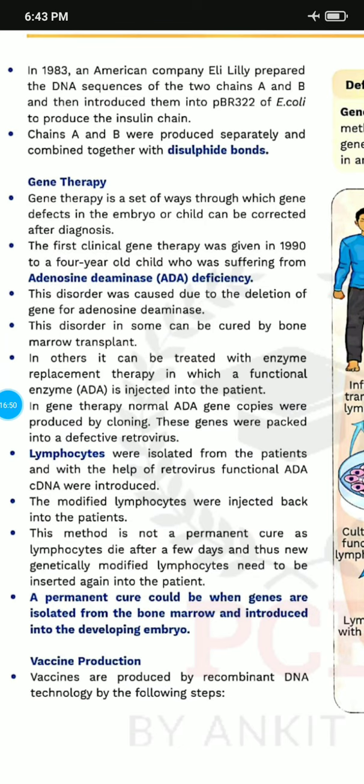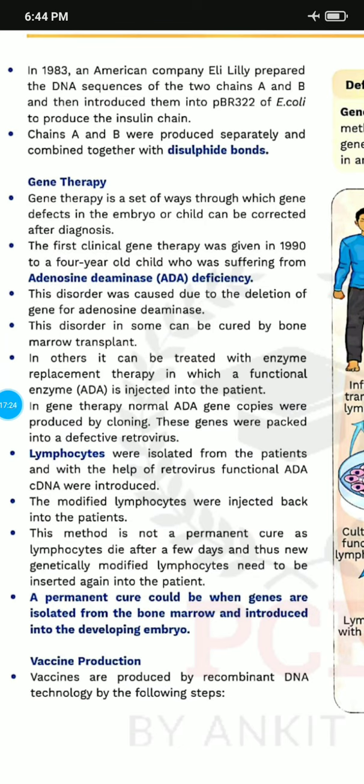In gene therapy, the normal ADA gene copy is produced by cloning, and these genes are packed into a defective retrovirus. Lymphocytes are isolated from the patient, and with the help of the retrovirus the cDNA is introduced, which creates a functional ADA. These modified lymphocytes are injected back into the patient. So here we are curing the lymphocytes.